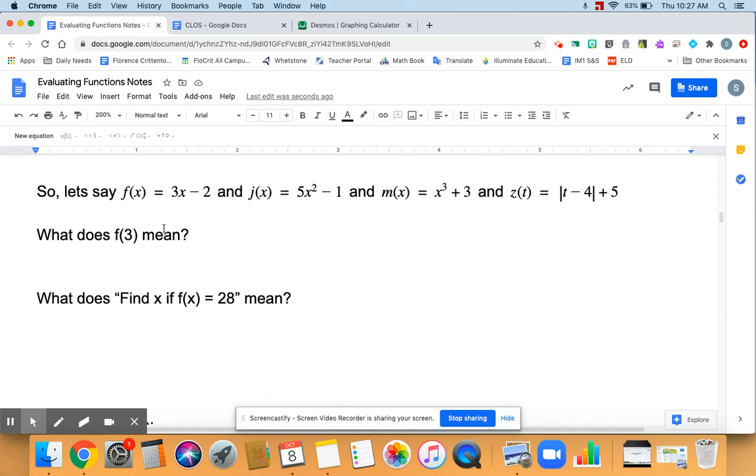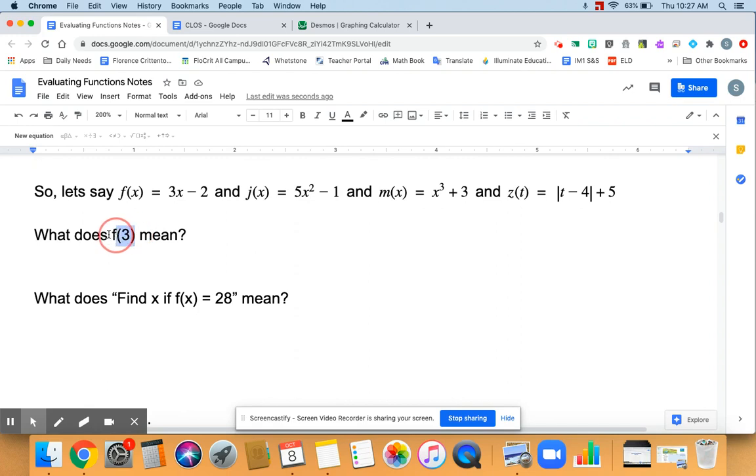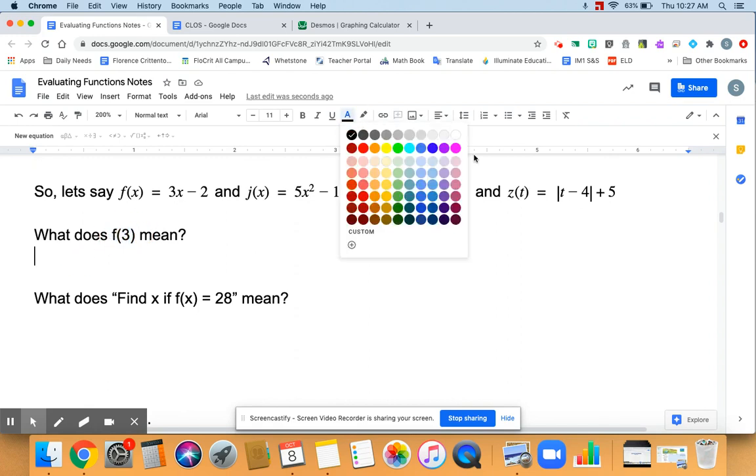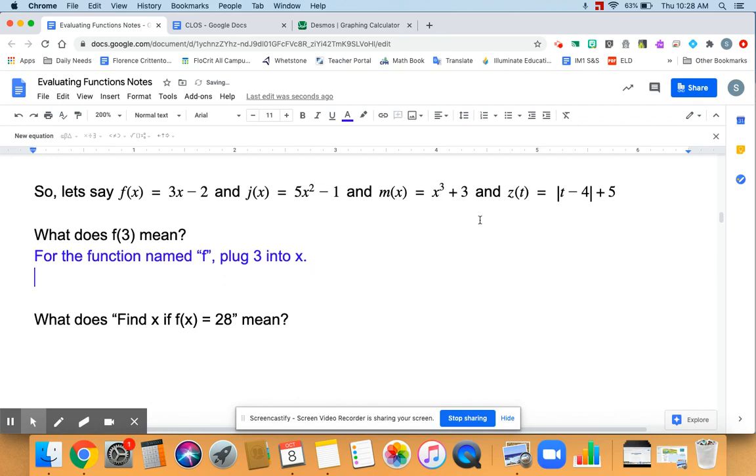So let's talk about evaluating functions. Instead of saying plug in 3, they're going to write f parentheses 3. What it means is, for the function named f, they want us to plug 3 into x. So for f of 3, I take its equation, which is 3x minus 2, and instead of x, I just put a parentheses there, because now what they're telling me to put into my input spot is a 3.